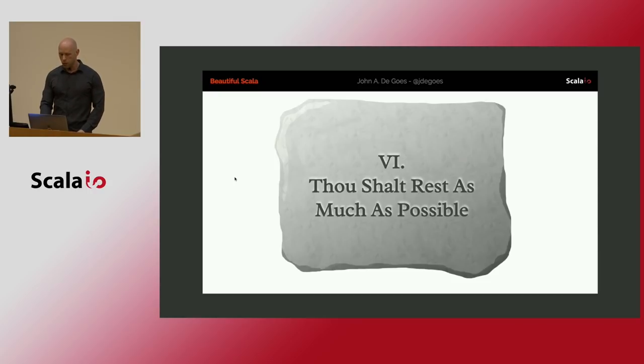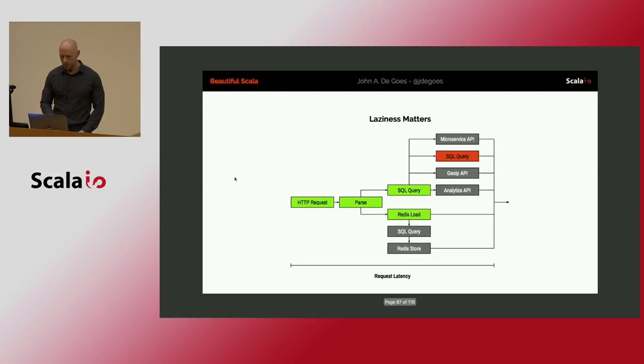6, thou shalt rest as much as possible, not just on Sunday. So laziness matters to modern applications. We build our applications, and we want to do stuff in parallel because we want to get back results quickly. And we want to use cores. But also at the same time, sometimes one failure will lead to a cascade of failures. And we can't return any results at all. And rather than executing all the stuff that was going in parallel, we want to just kill them. Like, we want to stop them from executing instantaneously and clean up all resources.